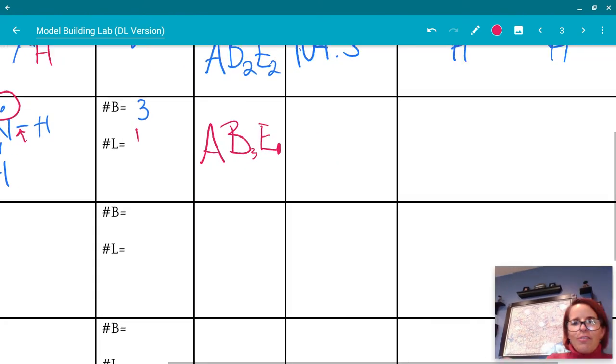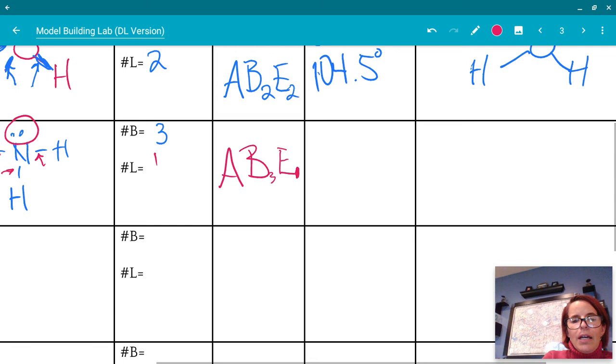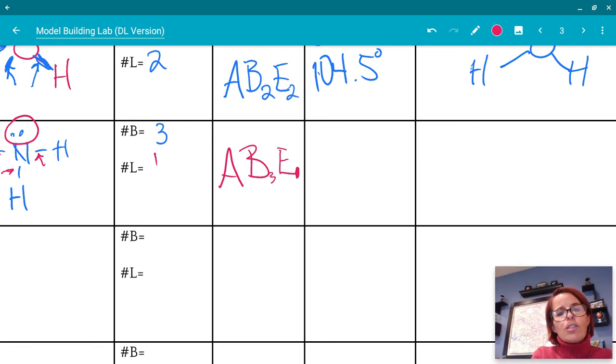All right, let's scooch it over. The next column asks for molecular shape. So that shape, and you look in your notes to know this, is trigonal.